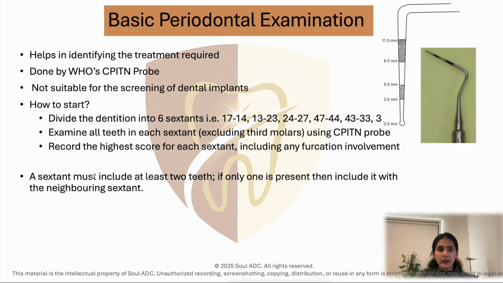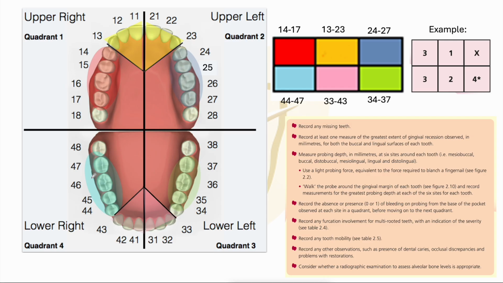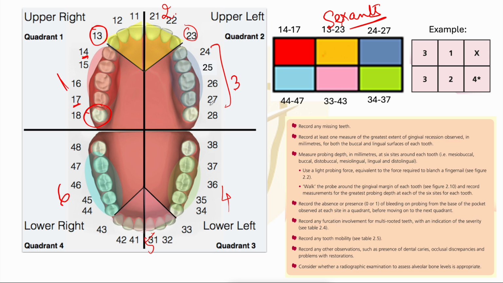Now, before we go on to this slide, let's look at this diagram and understand. We generally divide our teeth, all the quadrants and whatever teeth are available, into six areas that we call sections. Your first section is going to be this one, that is your 14 to 17. Then we have 13 to 23 as the second section. Then we have the third section here, fourth, fifth, and sixth. Now we do not include your 28, 38, 48, 18.